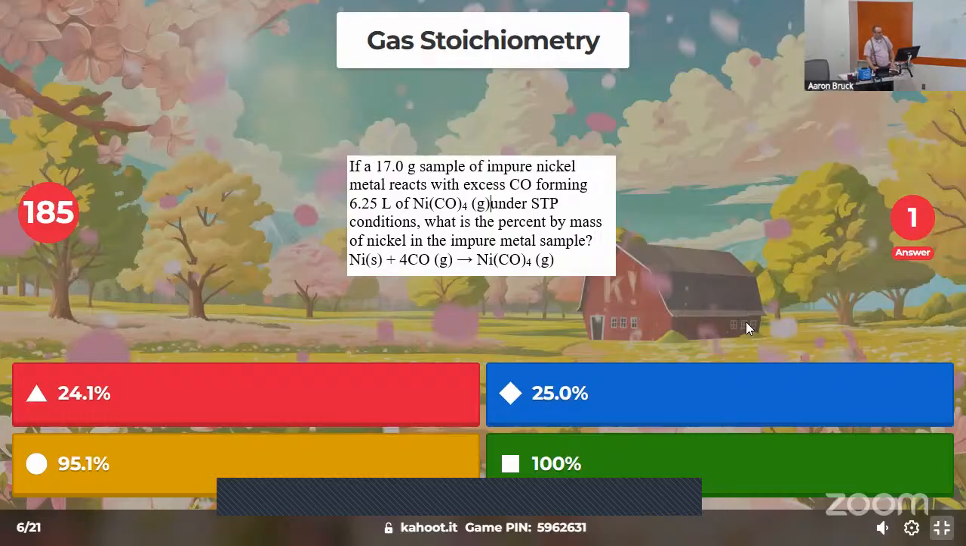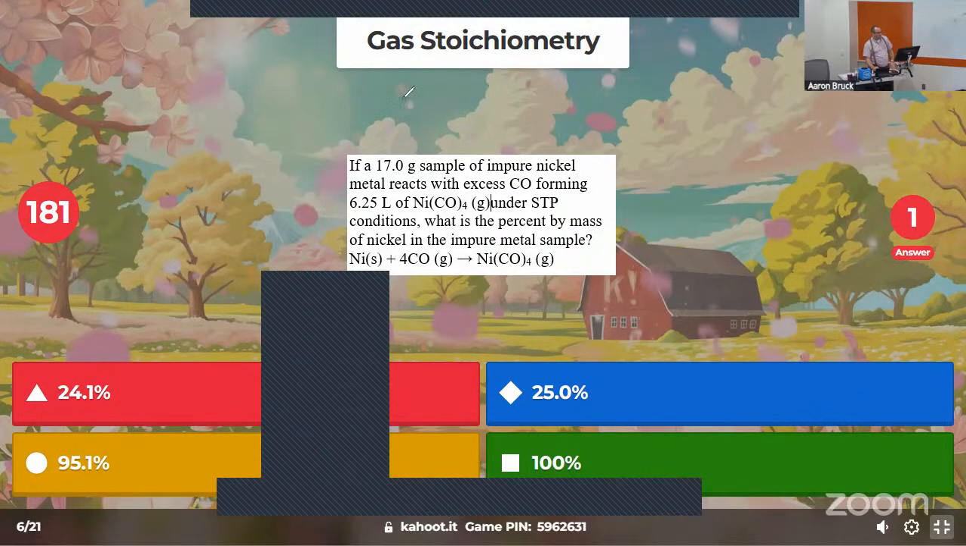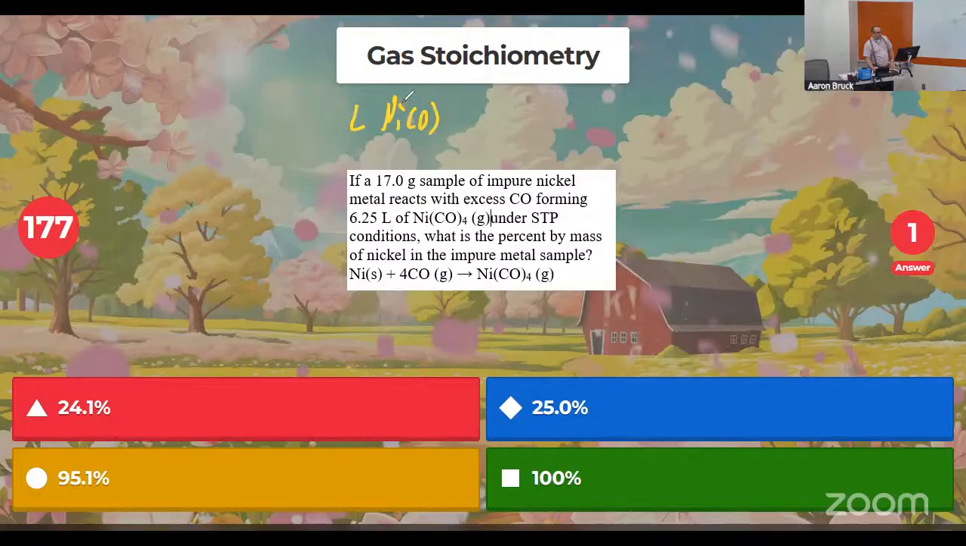We need to convert liters of the product into moles so that we can convert it into nickel. And then we can compare this nickel to this nickel to figure out what percent it actually is.